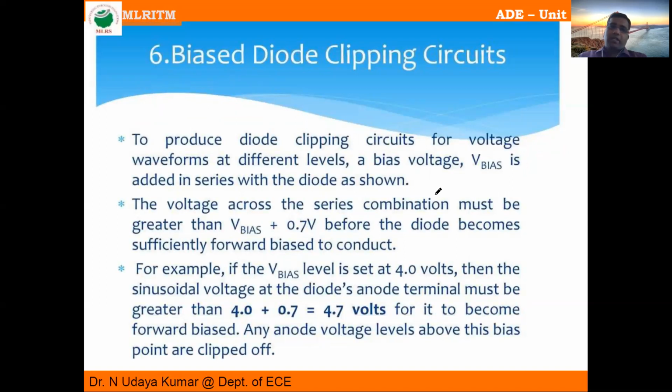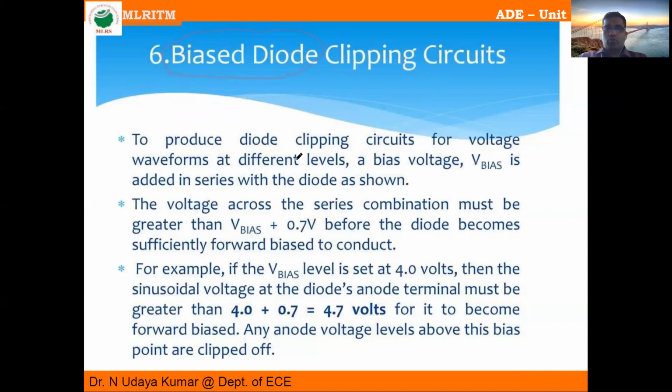Now the biased diode clipping circuit. In the previous circuits we saw only the diode. Biasing means we have to give some extra voltage or reference voltage. Biased diodes are nothing but giving a voltage, called the reference voltage or extra voltage, to bias the circuit. An extra battery voltage is connected to the clipping circuit.